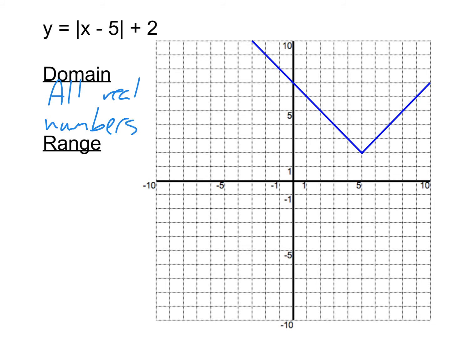All right, next up, the range. The range, again, it's not going to be all real numbers because you'll notice for the range here, it starts at the vertex and then my y values go up from there, but there's no y values below that because there's no graph below that. So my range is my y values. My y values start here at 2, and then they are increasing from there, so it's greater than or equal to 2.